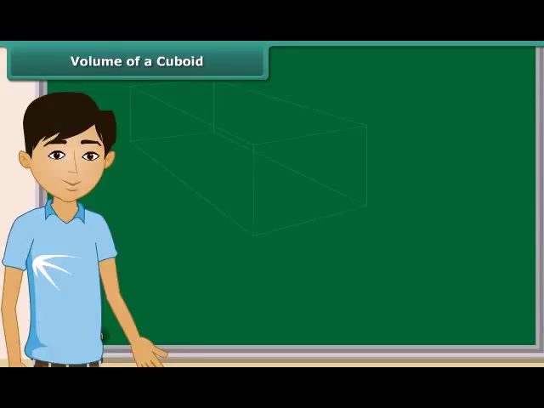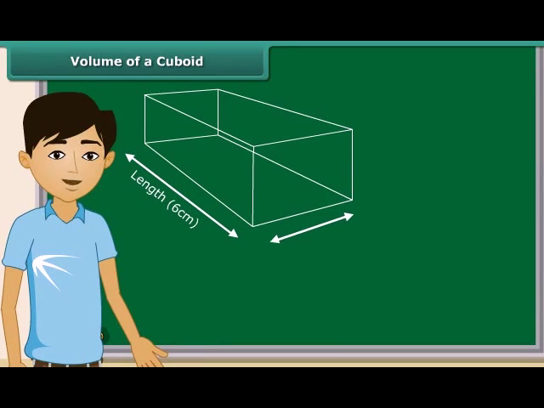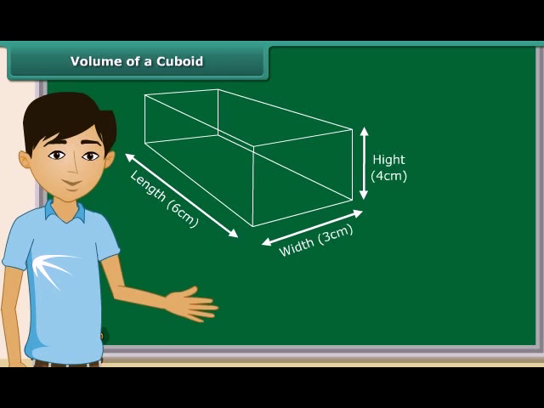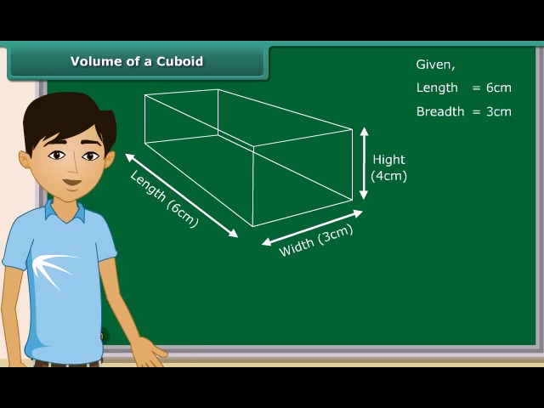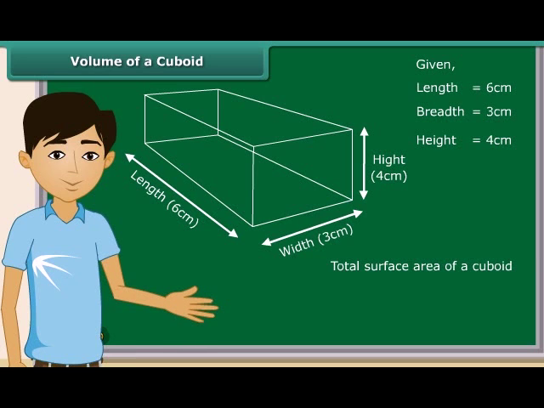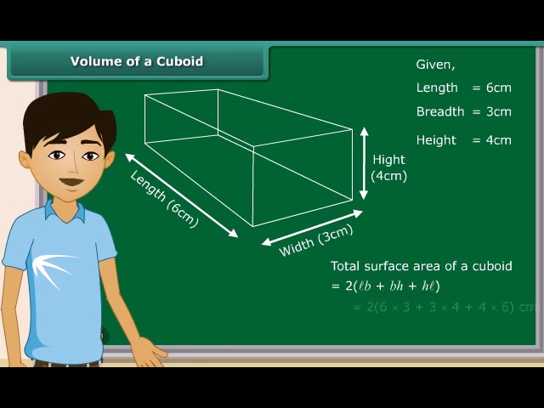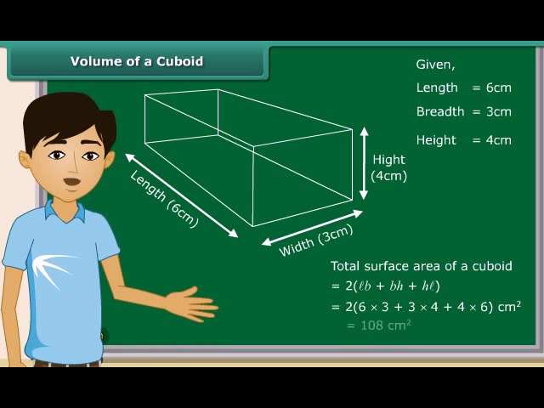All right, let us take an example. You are seeing this cuboid which has length equal to 6 centimeters, breadth equal to 3 centimeters, and height equal to 4 centimeters. Calculation of its surface area is not difficult at all because now we know its formula. Now we substitute all the values here and this gives us the surface area of this cuboid, which is equal to 108 square centimeters.